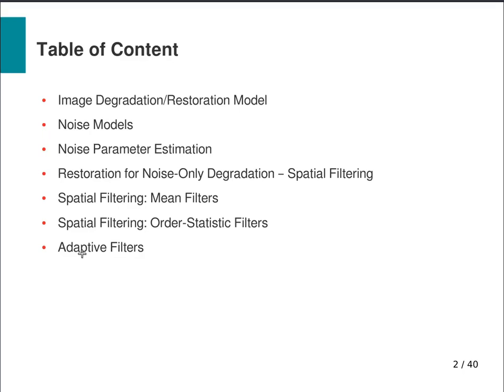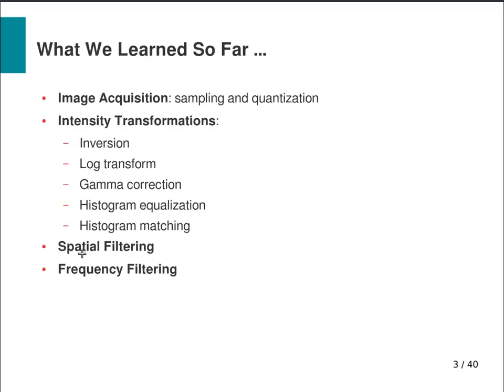Then I will introduce three different types of spatial filtering. Namely, we have mean filters, we have order-statistic filters, and then finally we have adaptive filters. So you have seen examples of these type of spatial filters before, but in today's lecture I'm going to go over them in much more detail. So let's just quickly see what we have learned so far in this course.